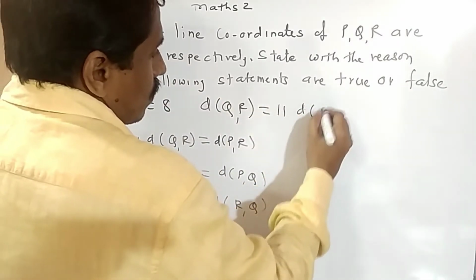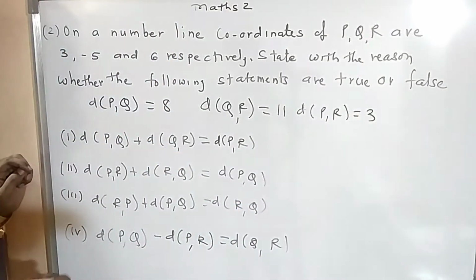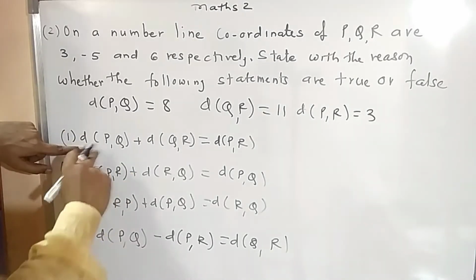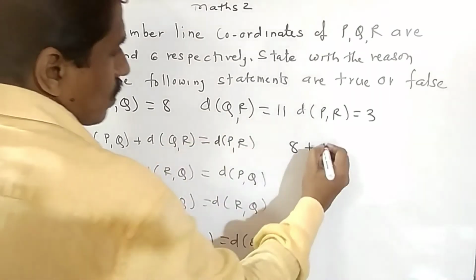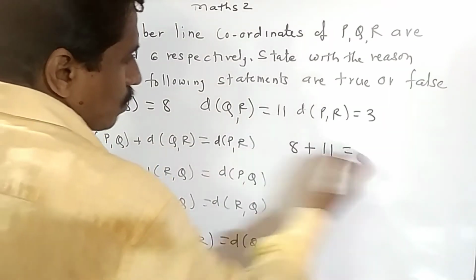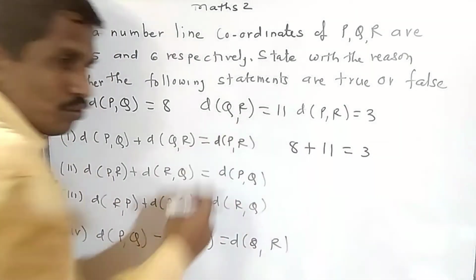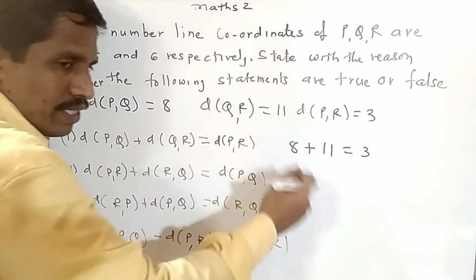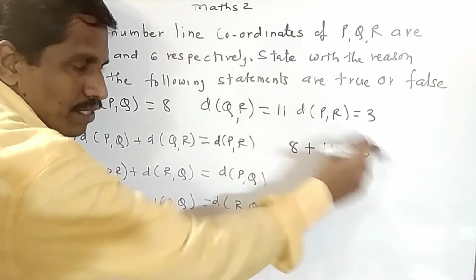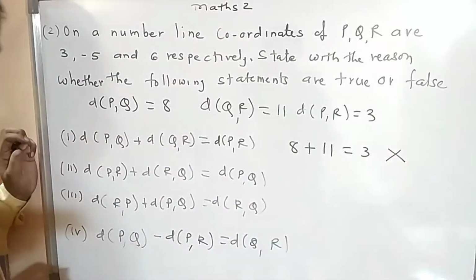Distance PR is equal to how much? 3 units. Now I will substitute over here. See, this is distance of PQ. Distance PQ is how much? PQ is 8 plus QR is 11 is equal to distance PR. Distance PR is 3. Is this statement true? 8 plus 11 is equal to 19, but here we are getting 3. So this statement is false.